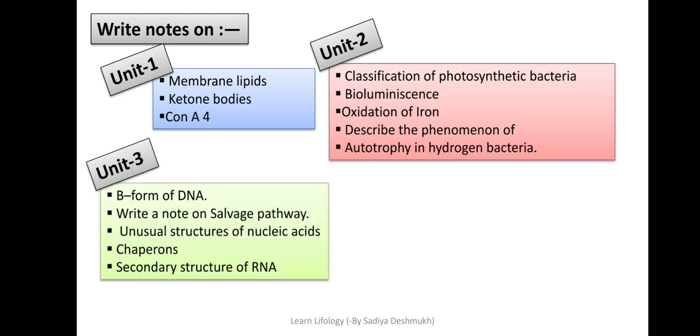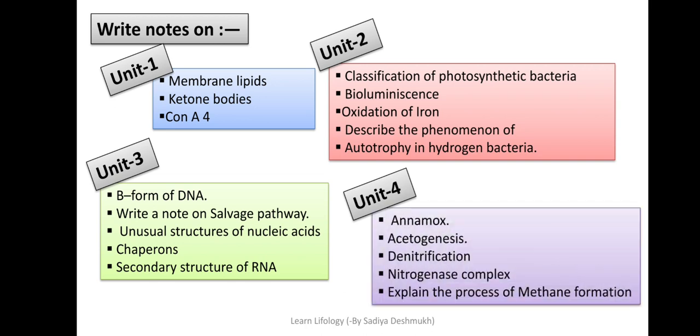Then from unit 3, B form of DNA, that is normal DNA. And then a note on the salvage pathway. Then unusual structures of nucleic acids, chaperones, and secondary structure of RNA. And from the last unit, NMOX, acetogenesis, denitrification, nitrogenase complex, and also the process of methane formation. So this was all about the questions and the syllabus of this microbial metabolism.